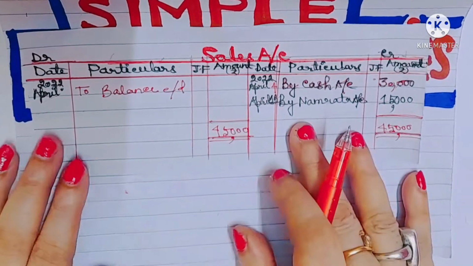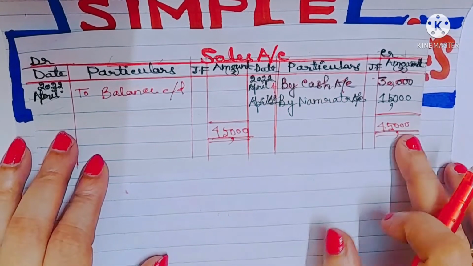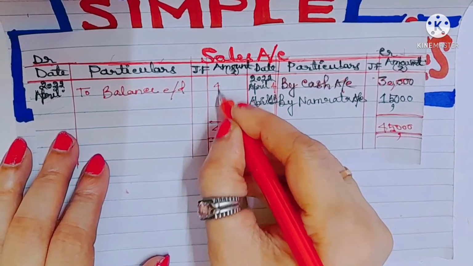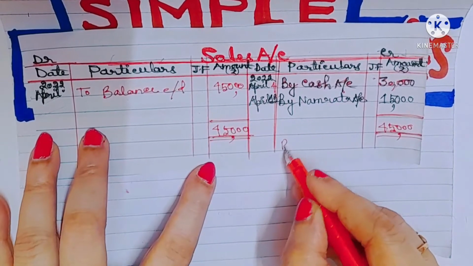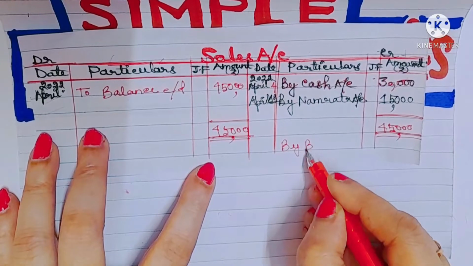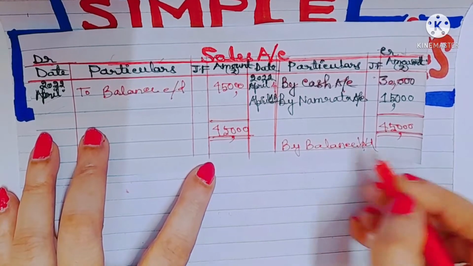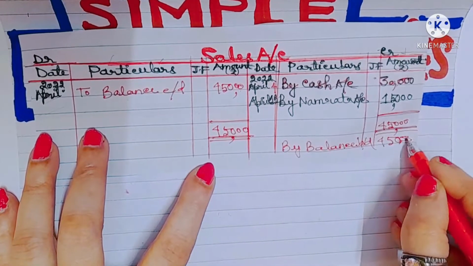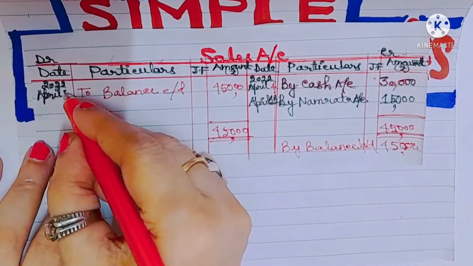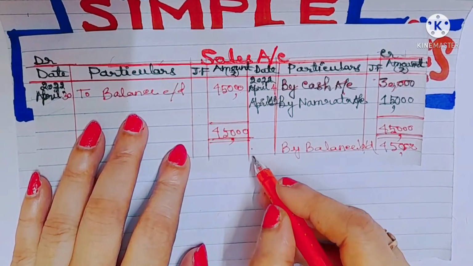What is the amount? Since nothing has been written, it means 0. So deduct 0 from 45,000. You'll get 45,000. And this to balance CD will be brought down on the opposite side by balance BD. Same amount, 45,000. What is the date? 30th April, last day in the month of April, and this will be the very next day, 1st May.